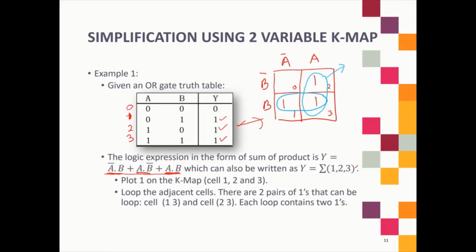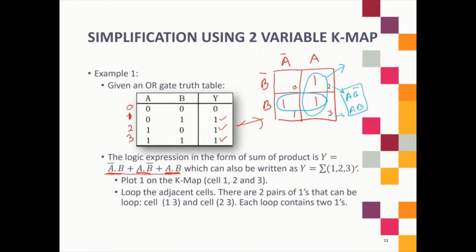For example, for this cell, what is the product term for this cell? This is A B bar. And then this cell is A and B. So you need to make a comparison between these two product terms.